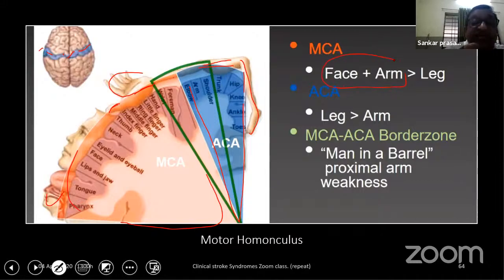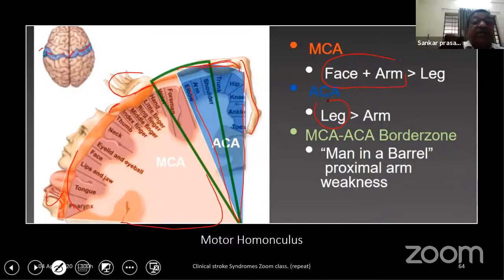If it is the anterior cerebral artery, then it will be the leg more than the arm. So an individual with stroke can have weakness. The weakness will be differential if the lesion is in the cerebral cortex, because the blood supply to the brain is from the common carotid and internal carotid artery, which gives rise to the ophthalmic artery and anterior choroidal artery, and it comes up and divides into the anterior cerebral artery and middle cerebral artery.